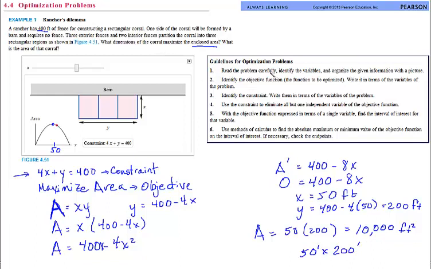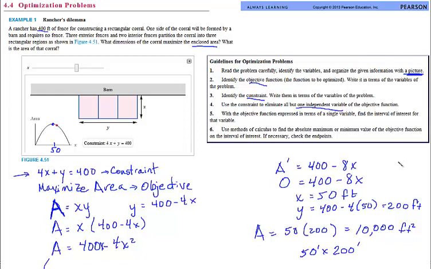Now let's look at the guidelines. Read the problem carefully. Oh, this is my favorite part right here. Always draw yourself a picture. If you haven't drawn yourself a picture, it's really hard to figure it out. Identify the objective, we did that. Identify the constraint, we did that. Put it all in one variable, just makes everything so much nicer. And then we start playing with it and use our calculus to find the maximum or minimum points, and we did all of that. All right, great deal.